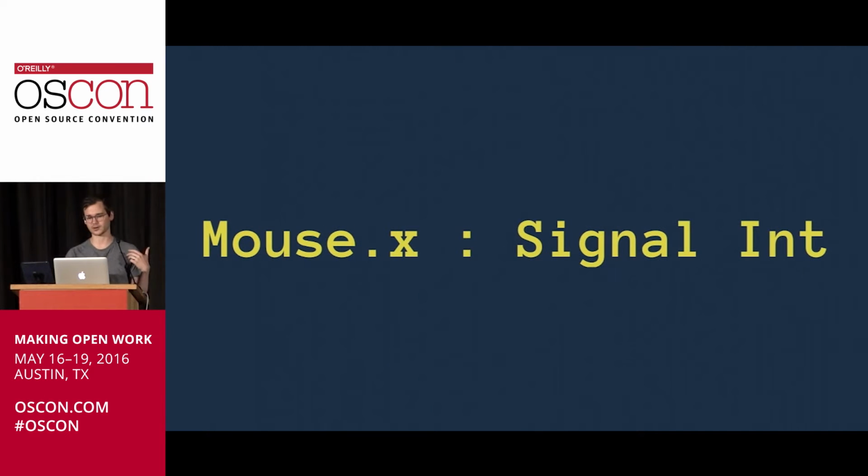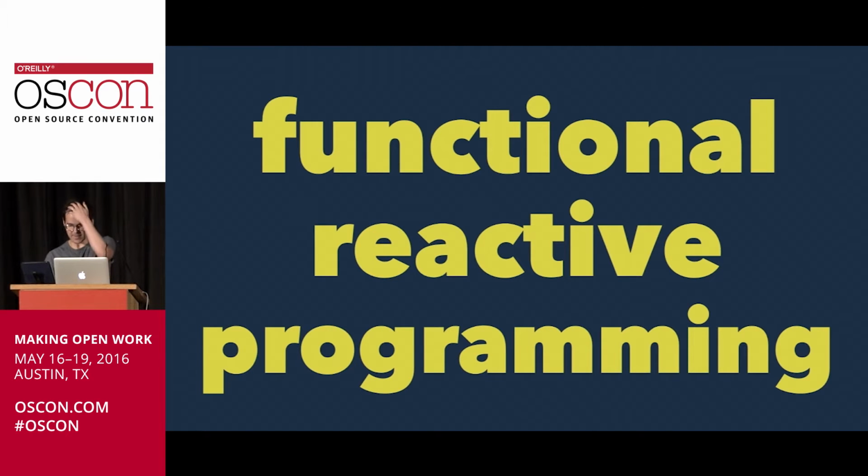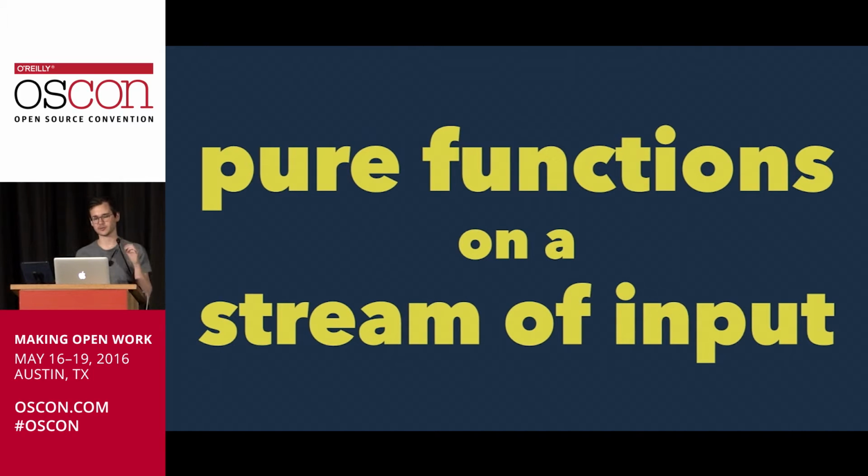Signals are a lot like observables, if you're familiar with libraries like ReactiveX or RxJS, CycleJS. All these libraries are based around this idea called functional reactive programming. It has a bit of a buzzwordy feel to it, but the core idea is really powerful and interesting. It's that you think of your program as taking a stream of input and piping it through a bunch of pure functions to produce the output of the program.